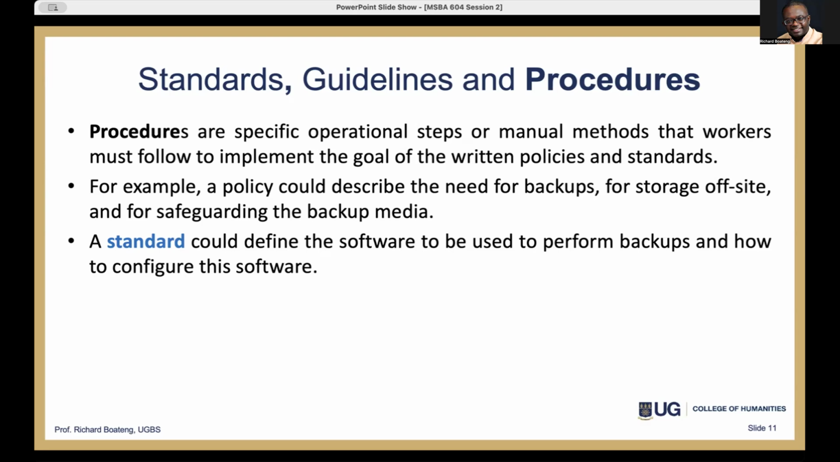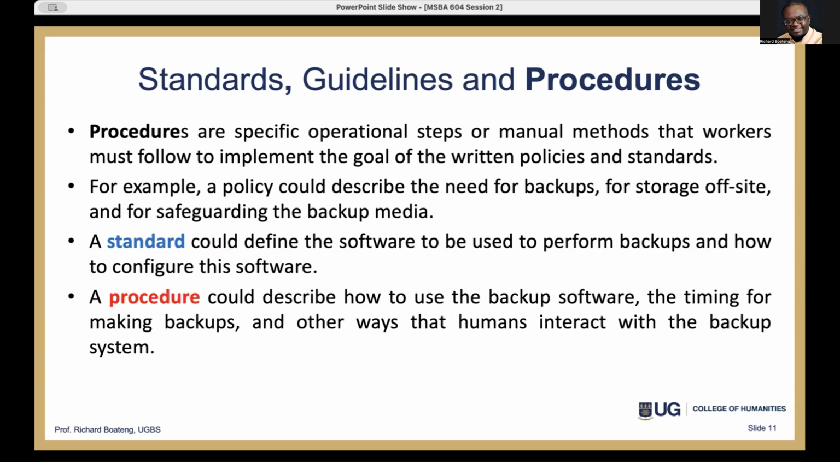Now, a standard could define the software to be used to perform backups and how to configure the backup. But it's the procedure that will tell you that step one, do this, the time of the backup, and how you interact with the backup system. Those ones will be procedures. Now, sometimes procedures can be on a continuum. That means you have to be consistently connected. If you don't follow the steps continuously, you will not be able to get the service you are looking for.